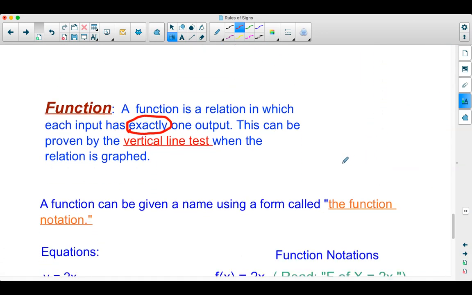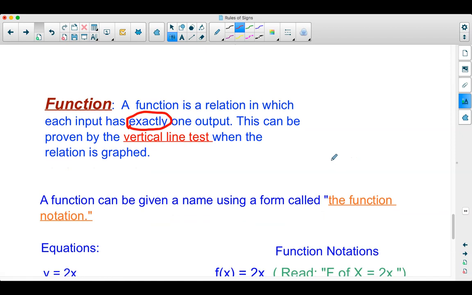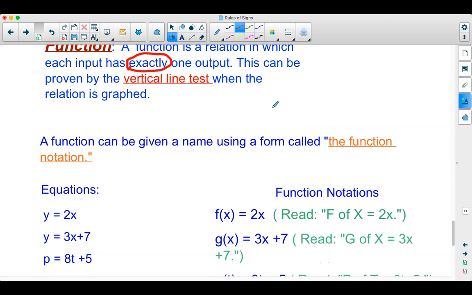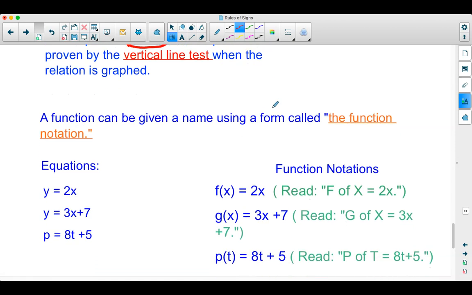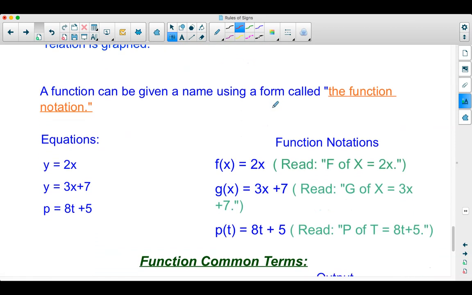So that is basically what a function is. So here again is the definition, and we just use the vertical line test to test some of the graphs and identify which ones are functions. Okay, let's start closing this app.